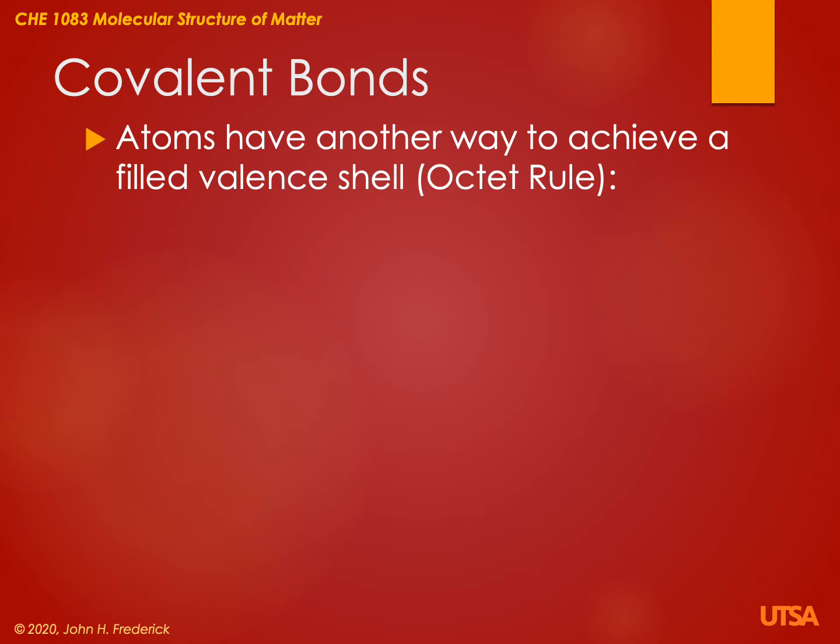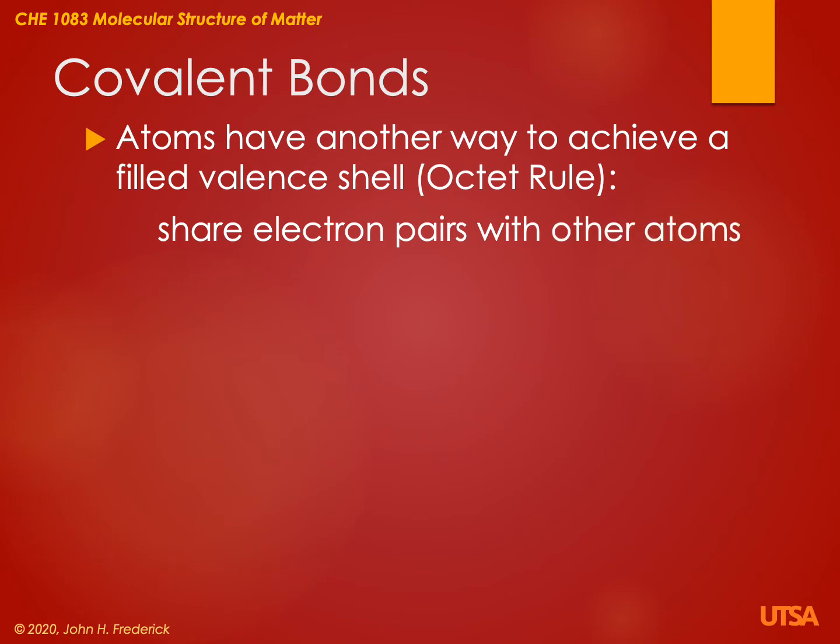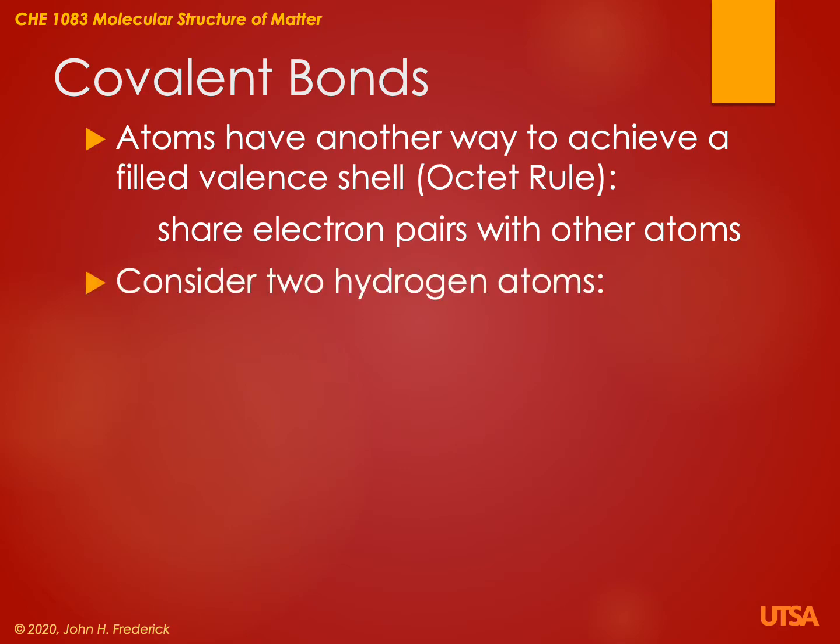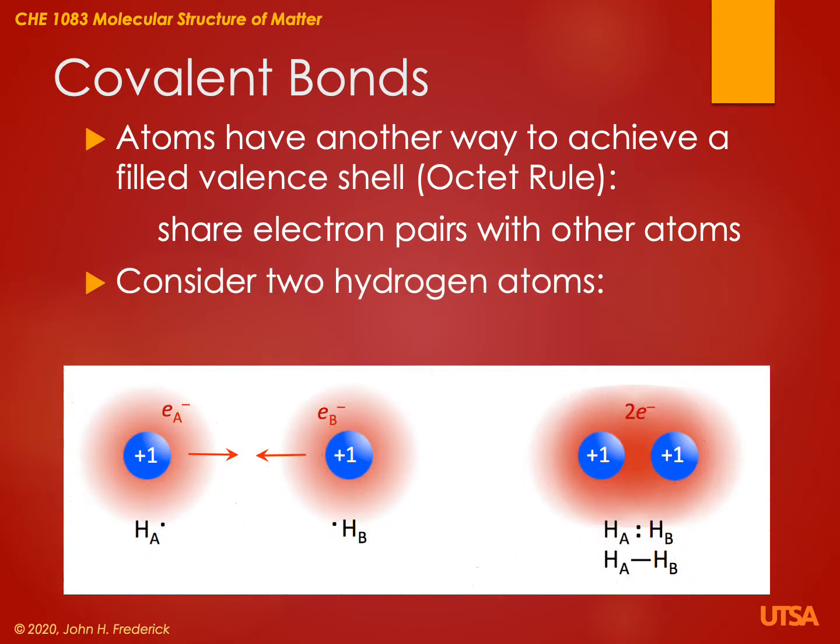So there's a second way that atoms can satisfy the octet rule besides just gaining or losing electrons. They can share electrons with other atoms. So you might think of this as a more friendly way of achieving the octet rule. Let's consider two hydrogen atoms. Now here's a cartoon that shows you what might happen when two hydrogen atoms come together.